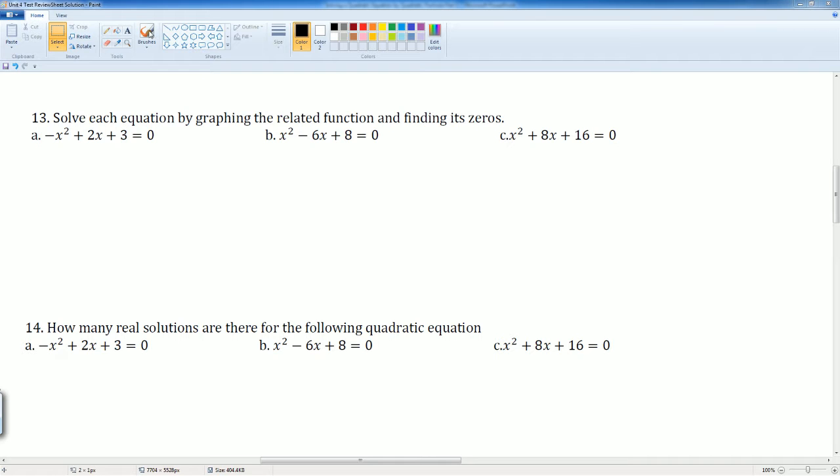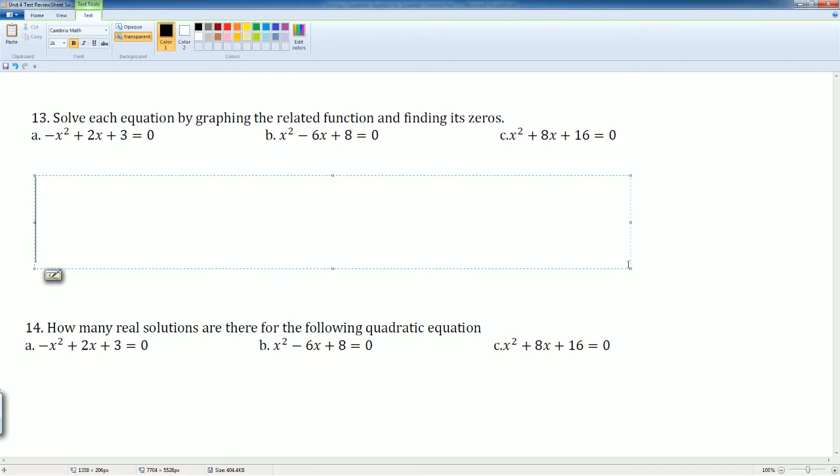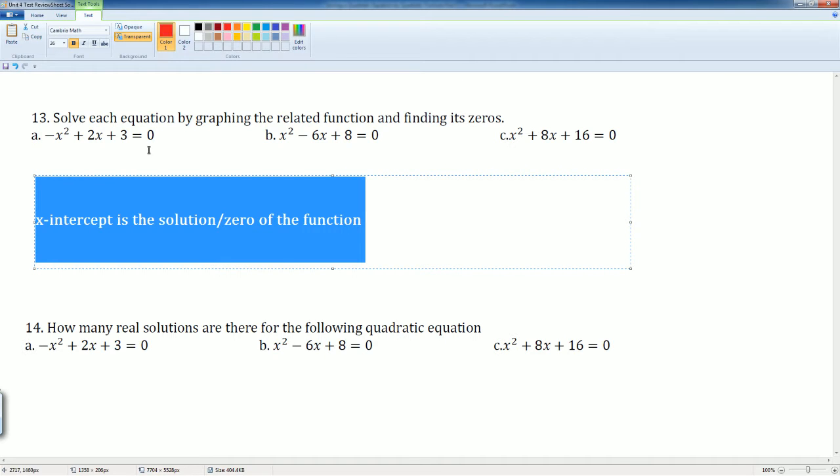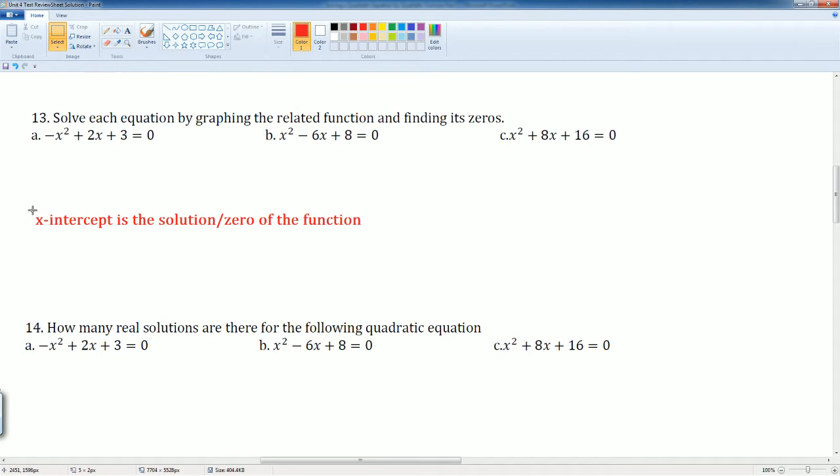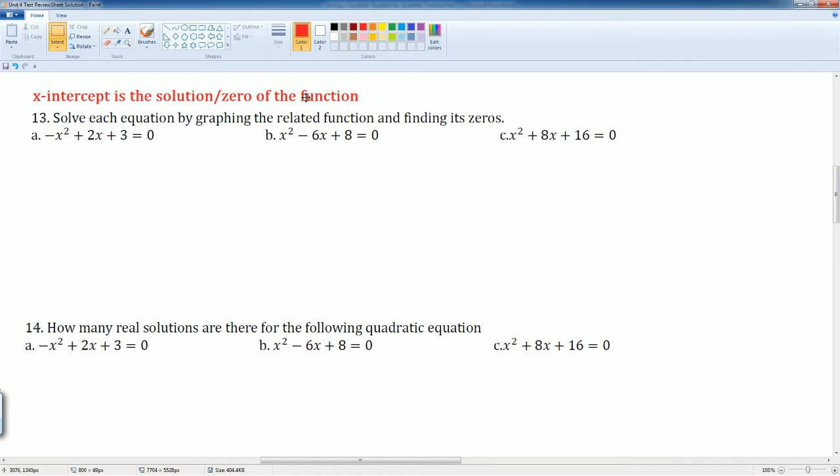All right? Remember that the x-intercept is the solution, also considered the zeros of the function. Okay, let's make that in red to tell us that is what we are going to do. Okay, so let's do the first one.